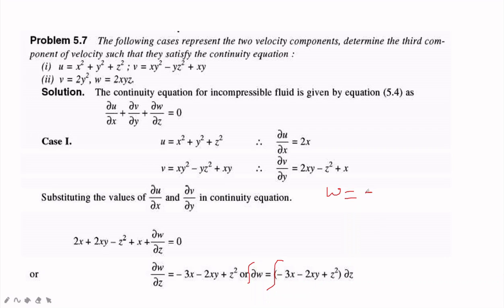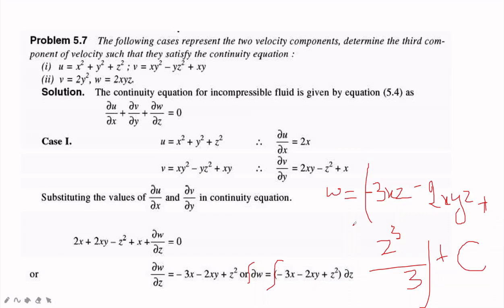So minus will be as it is, integration of 3x with respect to z will be 3x into z, correct? Next, minus 2xy, integration of 2xy with respect to dou z is what? You should be very good in mathematics. 2xyz. So plus, what are they giving? Integration of z square, what will be? Z cube by 3, okay, plus constant of integration.